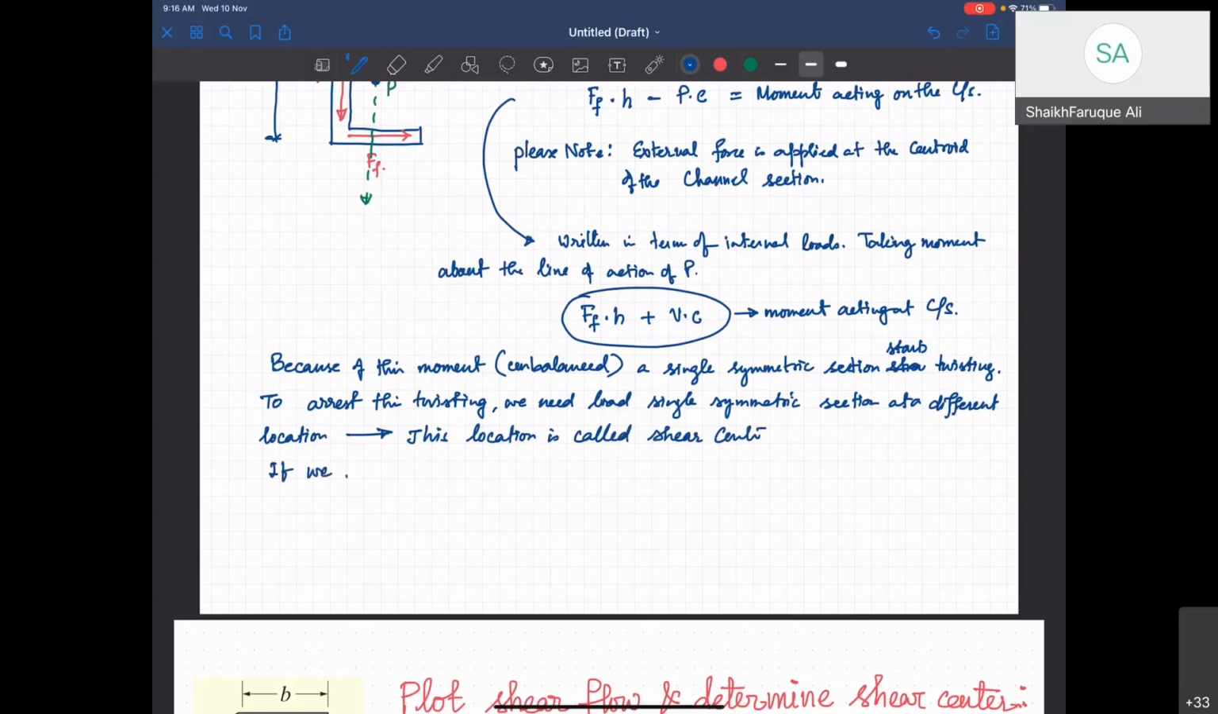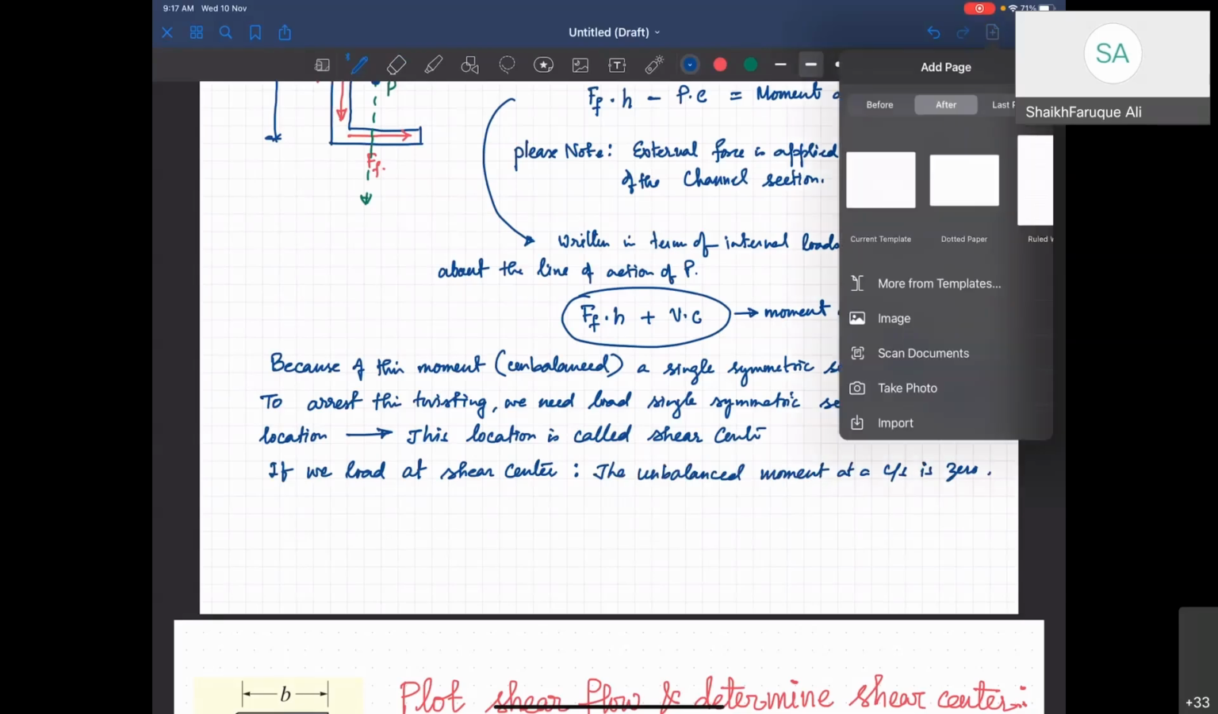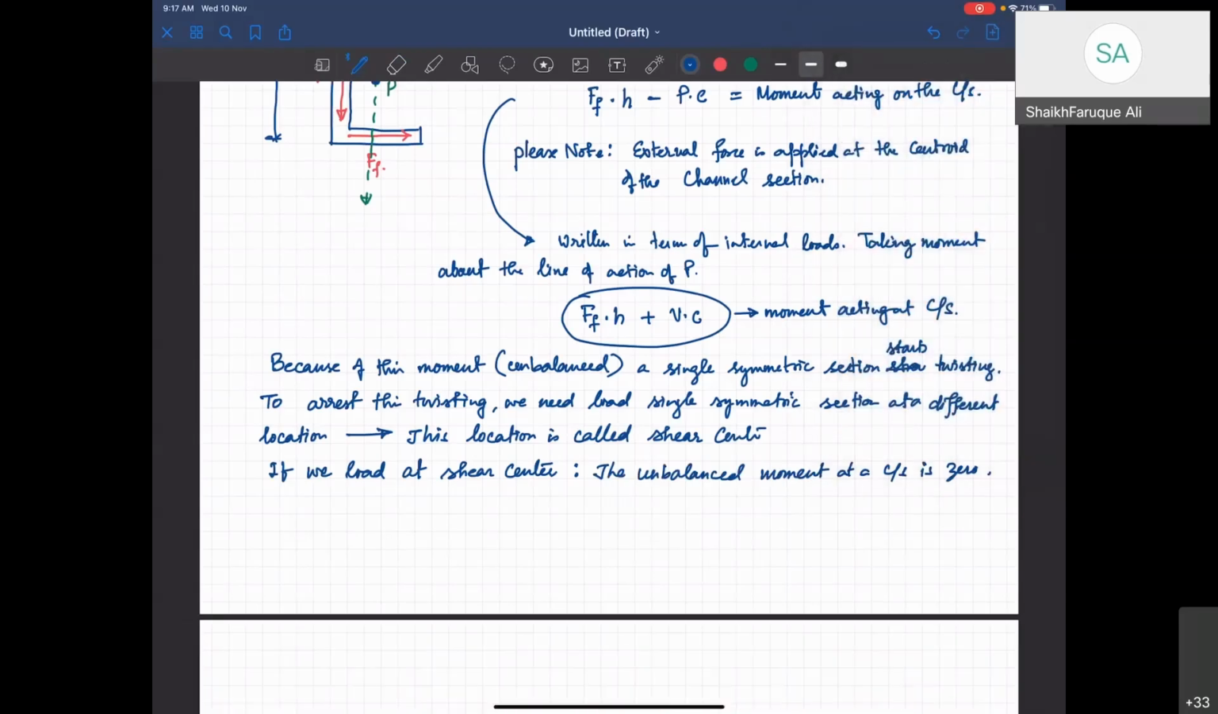If we load at the shear center, the unbalanced moment at a cross section is 0. Okay, so that's the objective of having a shear center. Now, how do I calculate that?